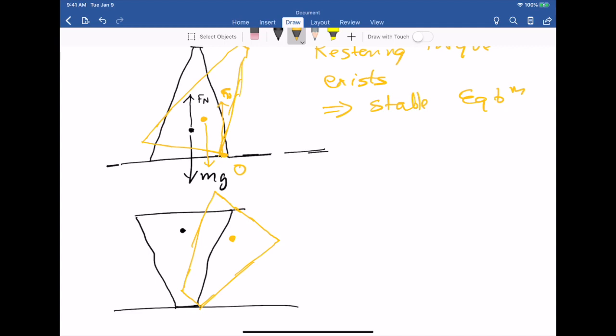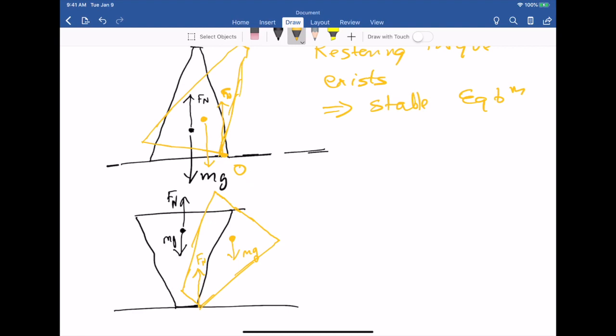Okay, let's see what the forces are after the tilt. Before the tilt, it's the same as the previous case: the forces were mg and Fn, both acting through the center of mass. After the tilt, mg is acting down at the center of mass as usual, and Fn is acting right here at the contact point. That's the only place where it's making contact with the ground.